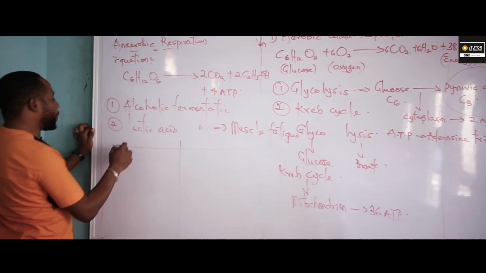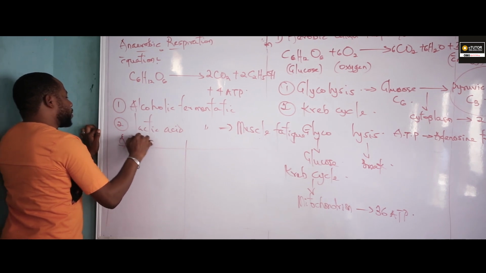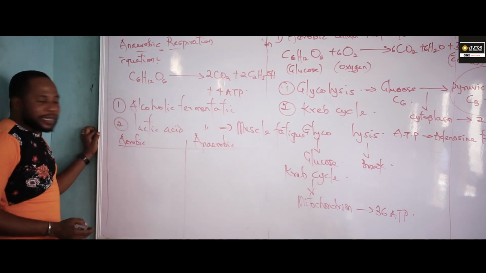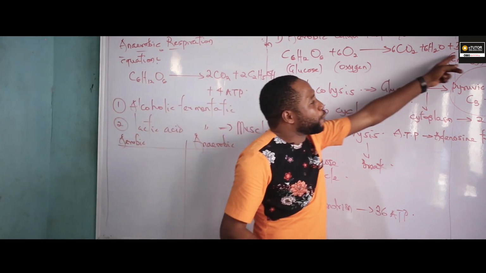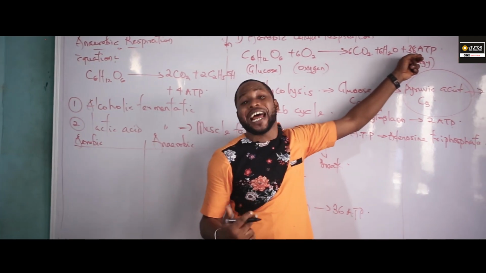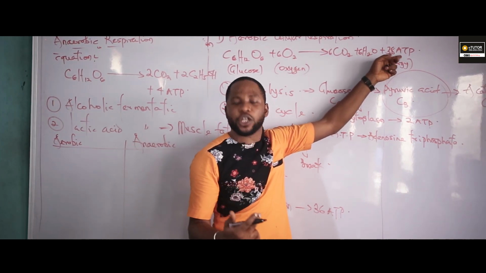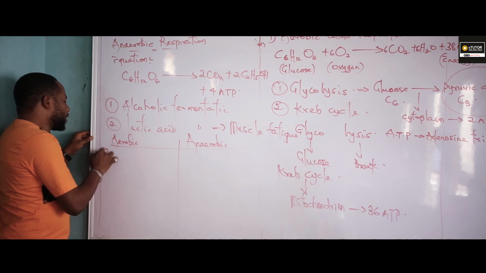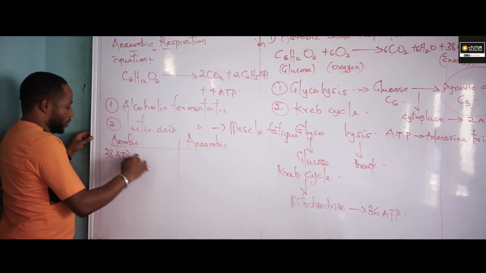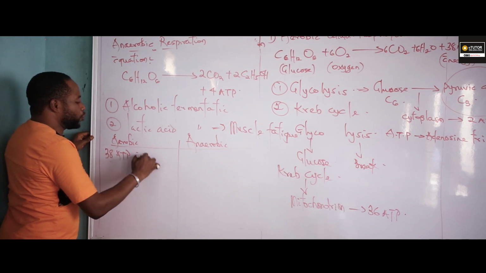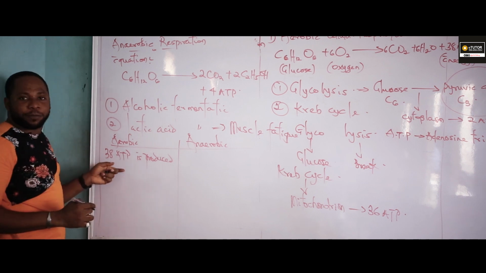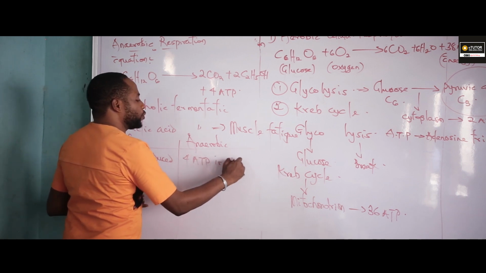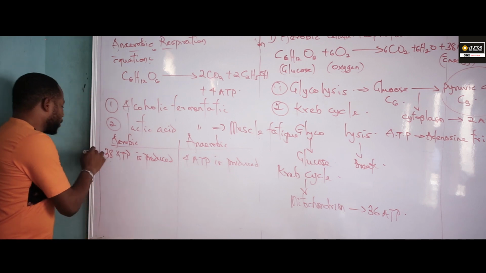Aerobic respiration, then anaerobic respiration. Now, under aerobic, we have production of 38 ATP. That means more energy is generated under aerobic respiration. So 38 ATP is produced under aerobic respiration, while under anaerobic, 4 ATP is produced.